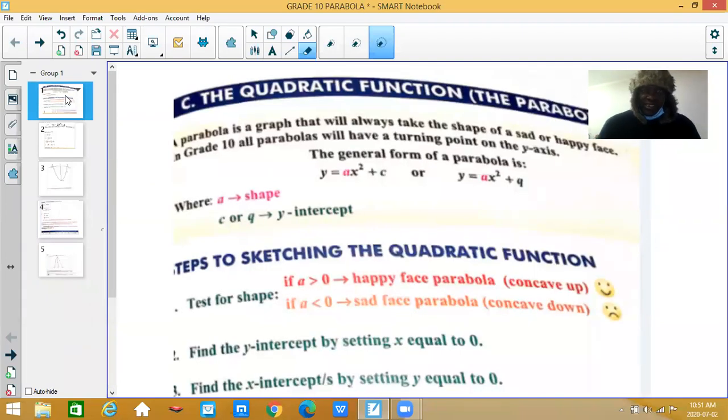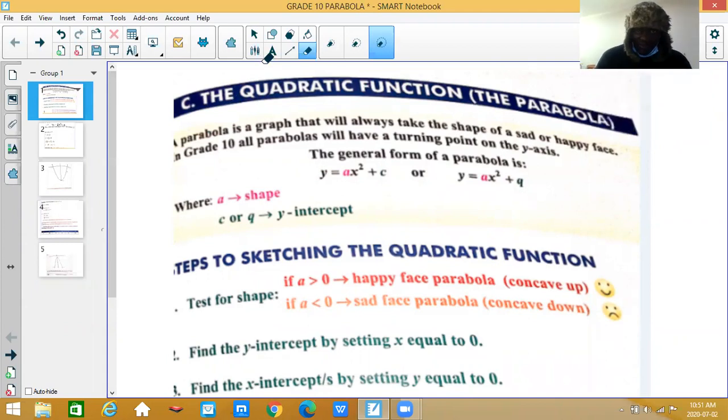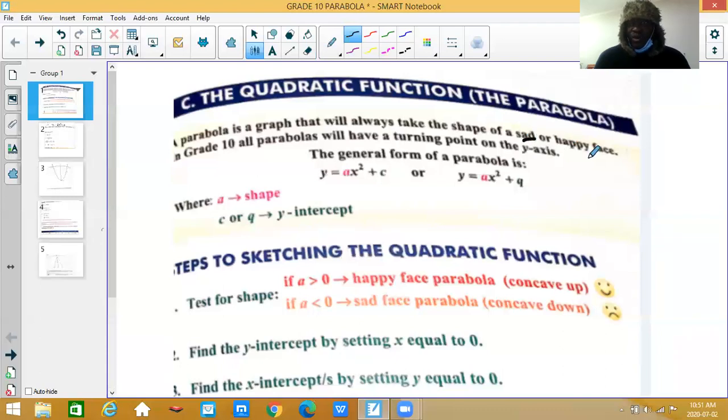Good morning, class. We want to look at the quadratic function, which is at times known as the parabola. A parabola is a graph that will always take the shape of a sad or happy face. In grade 10, all parabolas will have a turning point on the y-axis. In other grades, it will be based on this.